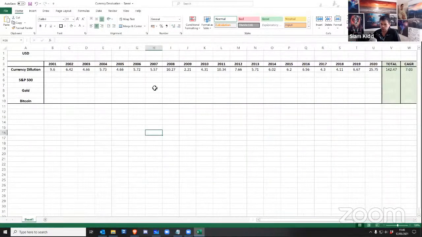And here's the other thing I want to show you. I did some work here, and I got the percentage that the US dollar has been printed every single year over the last 20 years. So from 2001 till now. In 2009, the US increased its currency supply by 9.6%, 6.42%, yada, yada, yada. And so if you look at the compound annual growth rate of the US dollar currency supply, it's growing at a CAGR of 7%.